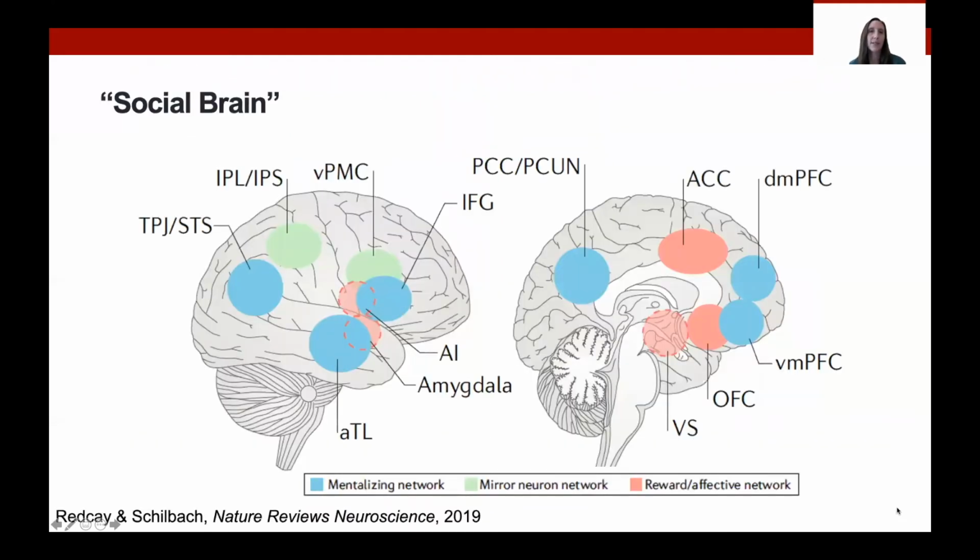Much of the work addressing this question has really pointed to the social brain. So this is a little bit of an ill-defined term, but generally involves regions associated with theory of mind or mentalizing, such as these regions in blue, as well as regions associated with reward and affect processing, including these in red, and regions in green here associated with action perception.